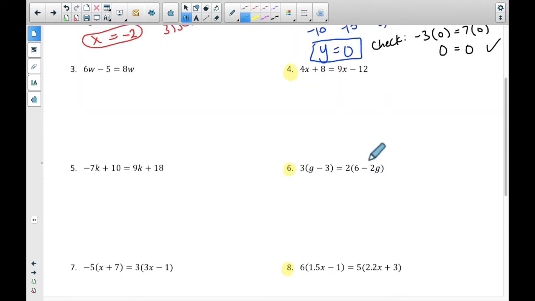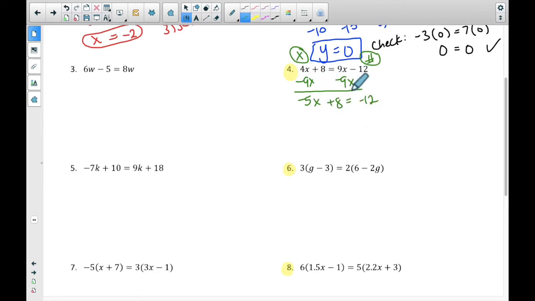All right, number 4. I'm going to do the same thing. I want to keep my x's over on the left. I want to have my numbers over on the right. So I need to move my 9x. Now this is going to take a couple of steps, and some people like to do it in one step. And if you're good at that, you can do that. That's fine. But I'm going to take it in 2 steps.